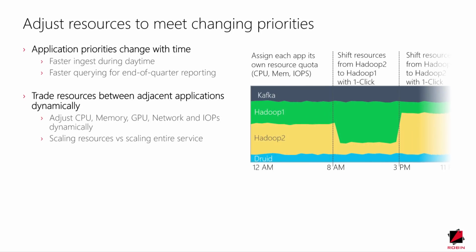What you want is something like this. So this is, again, a graph from one of our customers. This customer took several big boxes, and they were running Kafka, 2 clusters of Hadoop and Druid. And they had this pattern where between 8 a.m. and 3 p.m., they have a real-time analytics cluster, where there's a lot of data being ingested. They wanted to give more juice to that by trading resources from another cluster on the same host. So you're essentially trading resources from adjacent application clusters, giving it to this one and bringing it back.